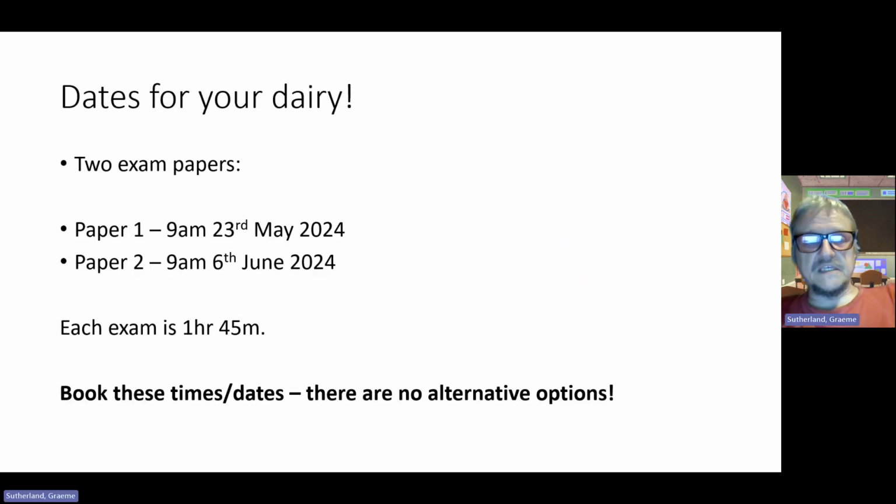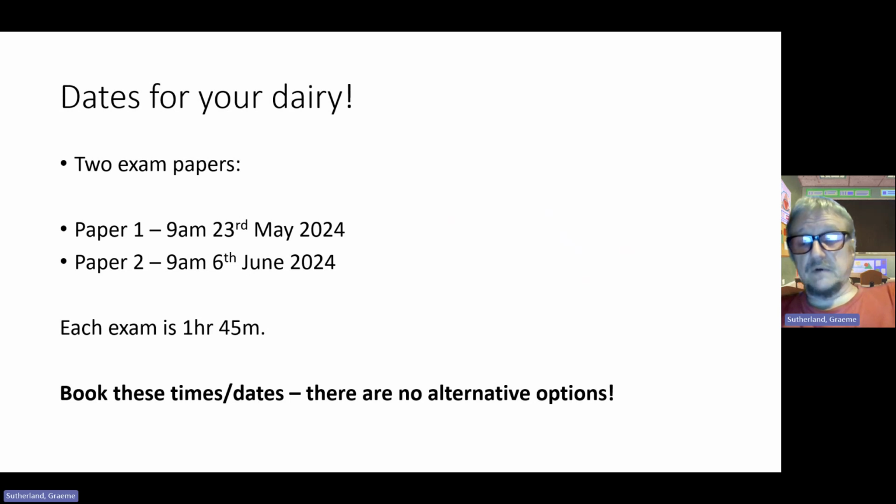But first of all, a couple of dates for your diary. And these are the really important dates because they're the dates for your actual exams. So you have 2 exams at the end of this course. Paper 1 this year, in 2024, will be on the 23rd of May, and paper 2 will be on the 6th of June. Both of them are morning exams, so we will want you to be there before 9 o'clock, ready for a 9 o'clock start. So that's the 23rd of May and the 6th of June.